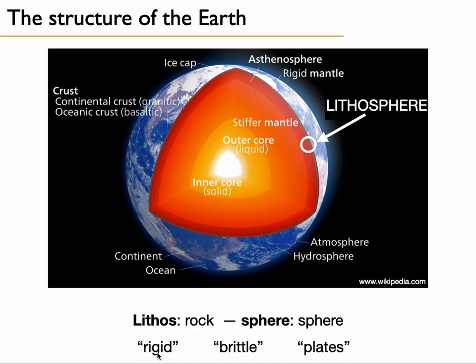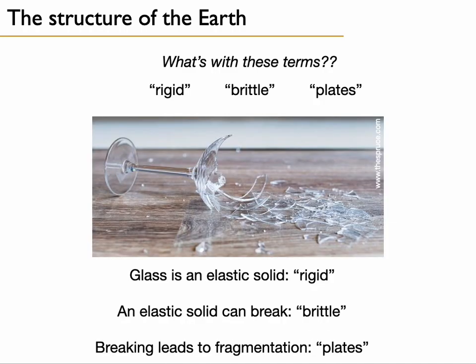One is the term rigid, one is the term brittle, and often we relate the lithosphere to plates. So why do we associate all these terms? Why do we use them at all? Why is something rigid also brittle? And what's the relation with plates?